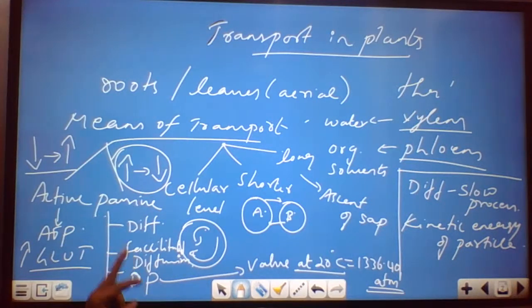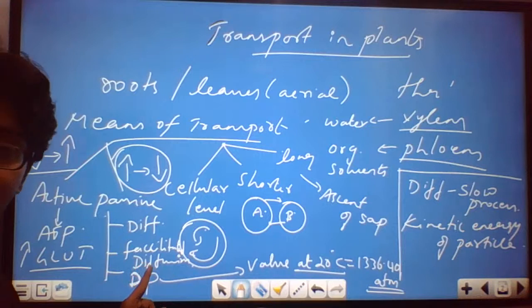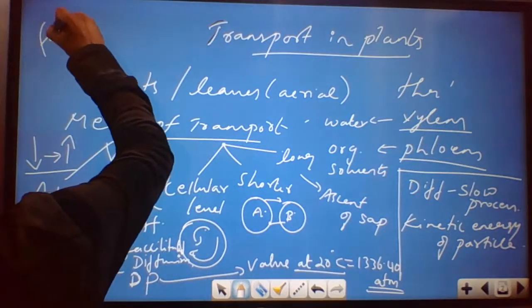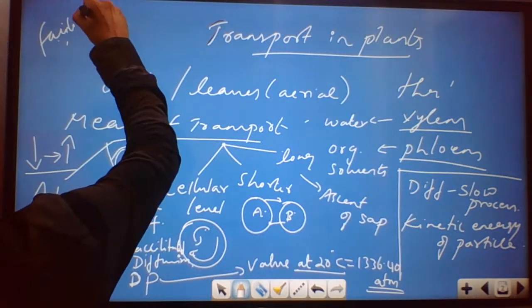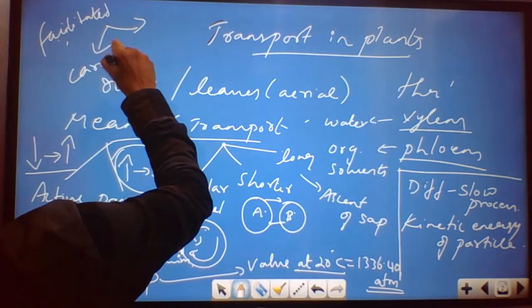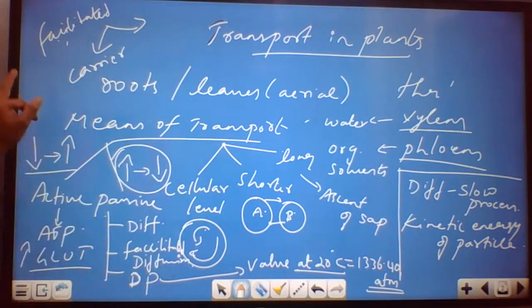Facilitated diffusion. Here also the diffusion is going to take place. There is no expenditure of energy, but it requires channels. These proteins facilitate the diffusion and enhance the reaction. This is called facilitated diffusion, and there are two types of facilitated diffusion. One is the carrier type.